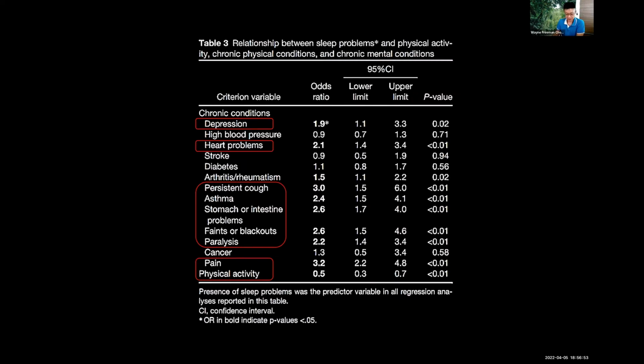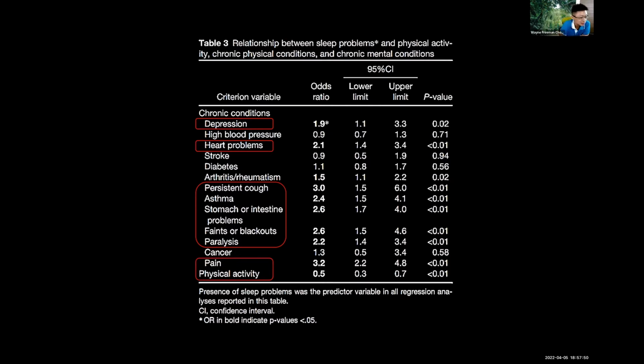Here we see a study that reports the relationship between sleep problems and physical activities, chronic physical conditions, and chronic mental conditions. Odds ratio, as you know, reports on likelihood of something happening. The greater the odds ratio, the more likely something will occur. The greater the likelihood, the stronger the association between 2 variables. So here we see that chronic conditions like depression, heart problems, those in the red box, persistent cough, asthma, stomach or intestine problems, probably irritable bowel syndromes as well, faints or blackouts, paralysis, and those who experience pain, who undergo physical activity, you see these things significantly, statistically associated with sleep problems.